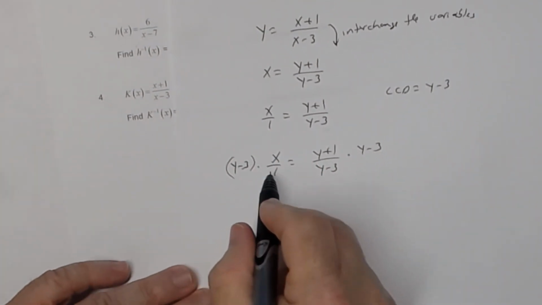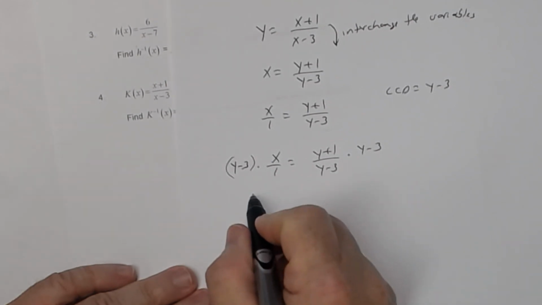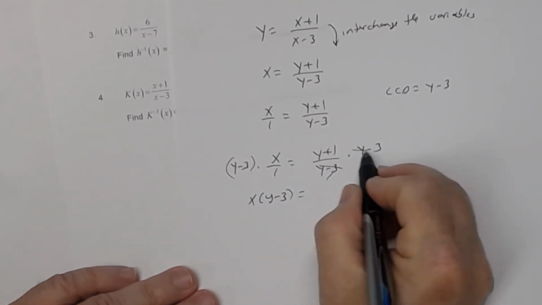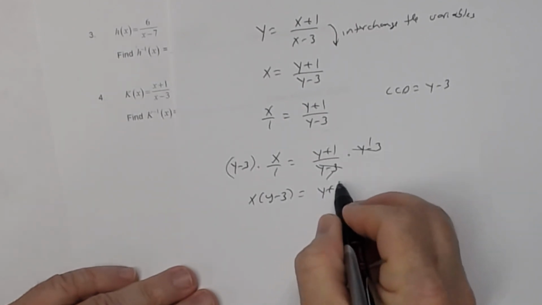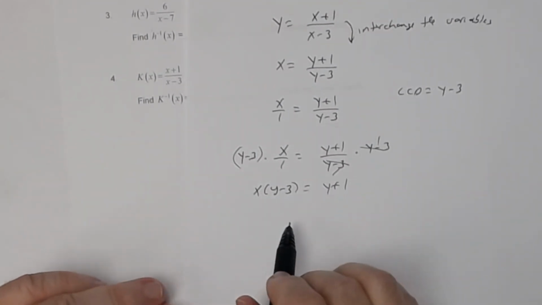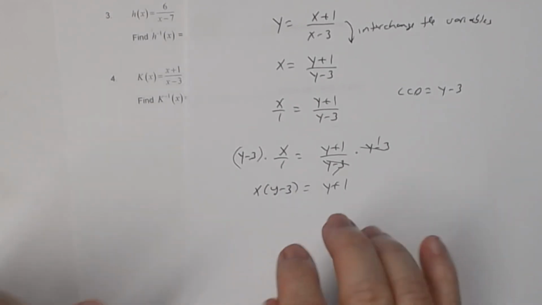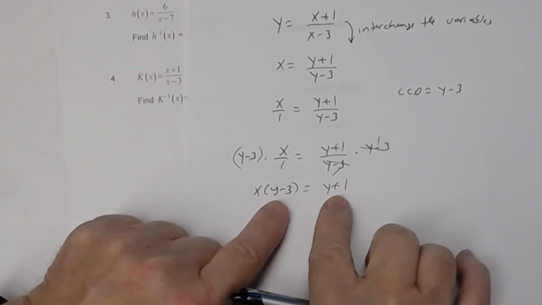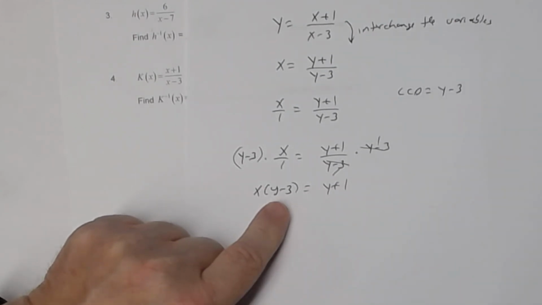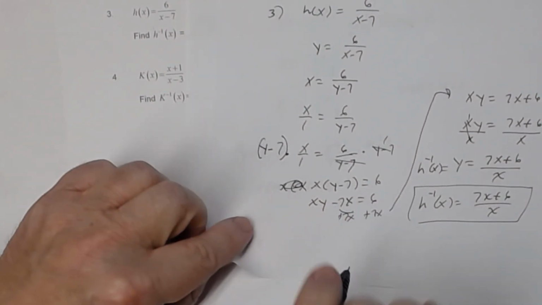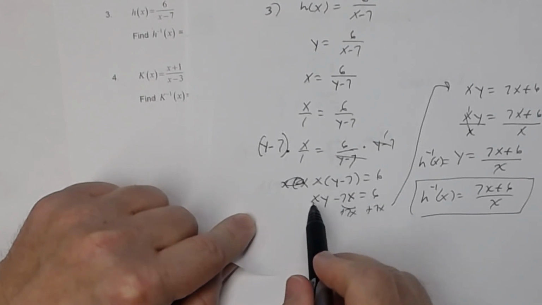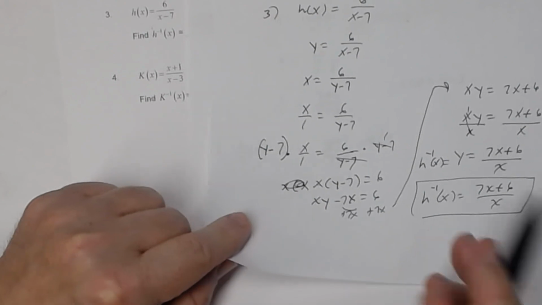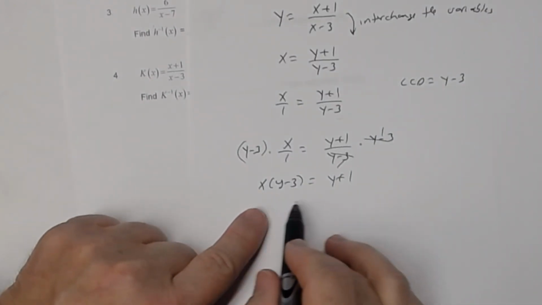So now what we have is that this right here becomes x times (y minus 3) equals, and then these y minus 3's divide out, and you get y plus 1. So notice I cleared the fractions. Now at this point, notice you have the variable y on both sides. Whereas in the previous one, when you got to that point, there was only one term involving y, and it was on the left-hand side. Here, there are 2 terms.